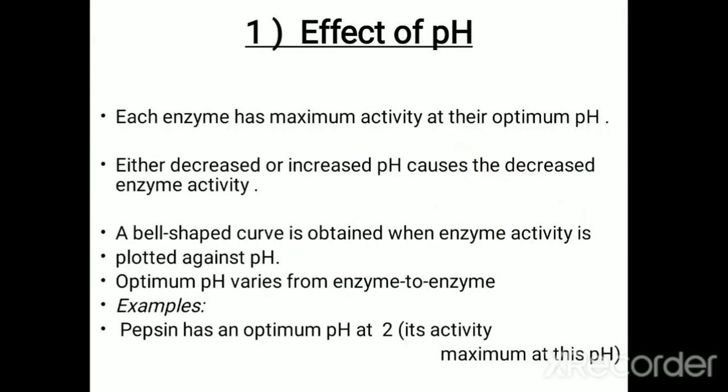So the first one is the effect of pH on enzyme molecule. Each enzyme molecule has its maximum activity at a particular pH, that is known as the optimum pH of that enzyme molecule. So any change in that optimum pH, or any change in the pH of the medium, will reduce the activity of that enzyme molecule.